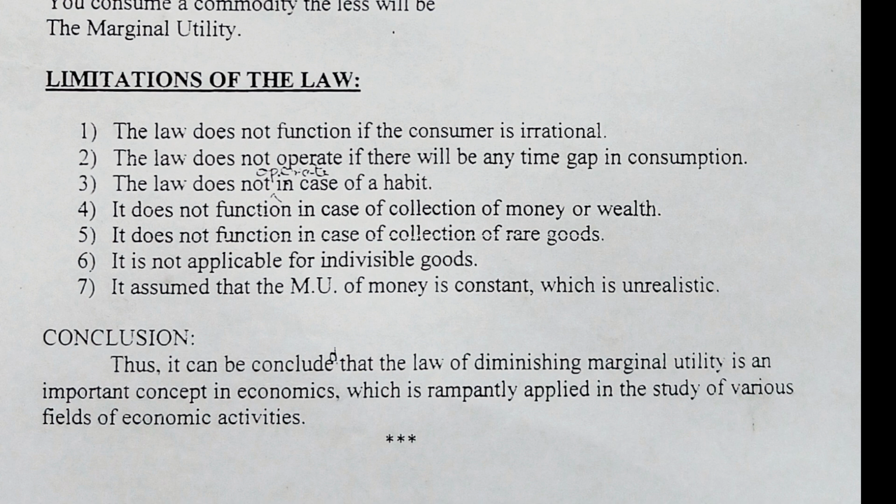Then you go for the conclusion. Thus, it can be concluded that the law of diminishing marginal utility is an important law of consumption. And it's an important concept of economics, which is rampantly applied in the study of various fields of economic activities. So, the main gist, the entire 2 pages can be reduced into 2 lines like this. The more and more you consume a commodity, the less and less will be the marginal utility. This line is the central theme of the law of diminishing marginal utility.